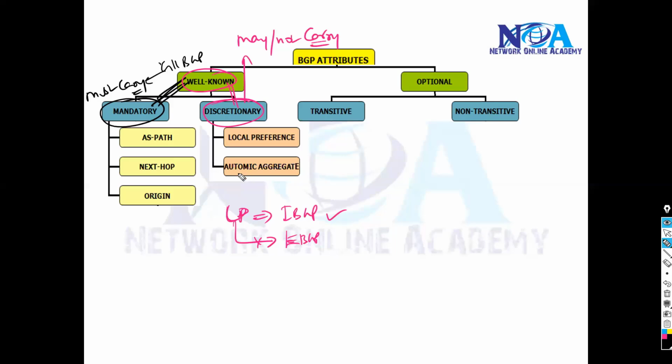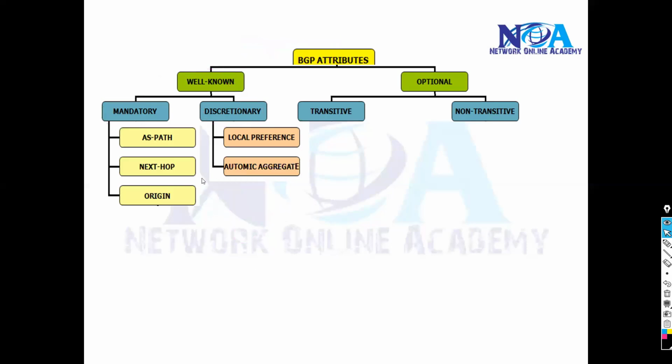And there is one attribute called atomic aggregate. When you do summarization in BGP, it will carry this information, and if you don't, then it may not carry it. So it depends upon the type of the neighbor or the type of the configuration. Discretionary attributes may be carried, or may not, depending.